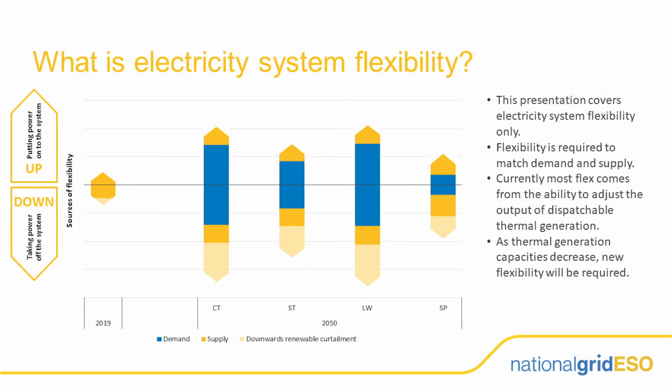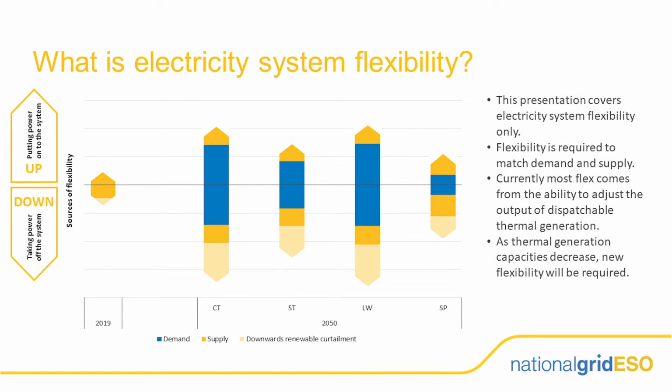So this presentation covers electricity system flexibility only, and flexibility is required to match demand and supply on a second-by-second basis. Current electricity flexibility is predominantly all on the supply side. This is shown in yellow on the chart. The chart shows sources of flexibility. Specifically, this current flexibility comes mainly from the ability of thermal electricity generation and interconnectors to flex in response to changing demand, either by putting more power onto the system or scaling it back.